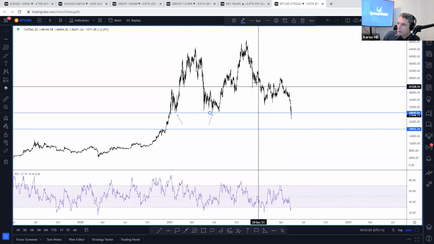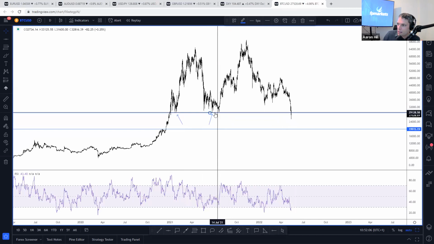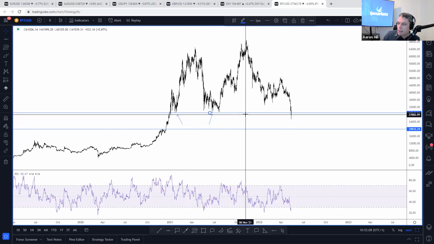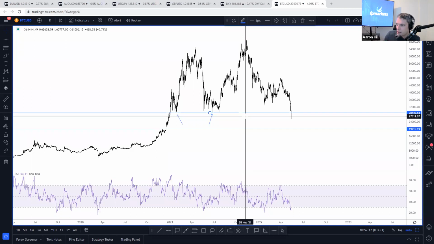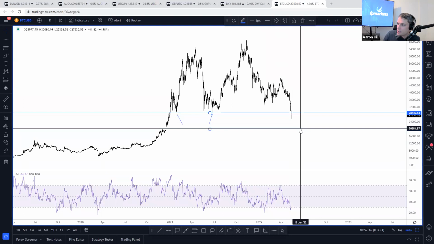All right, we had a few times to come in for dip buyers coming in. But look, if we break this, convincingly break this higher low plus this support, this is a concern technically for anyone that's long this market. This could actually be a nice shorting opportunity down to the 20K area.